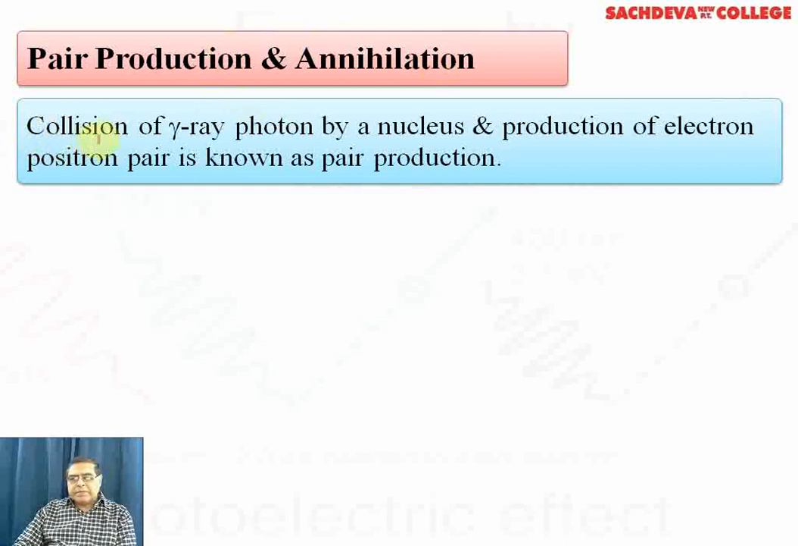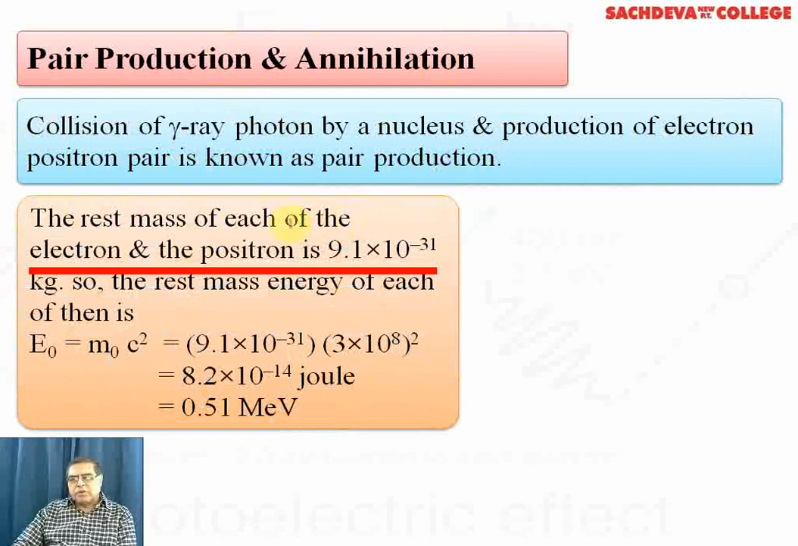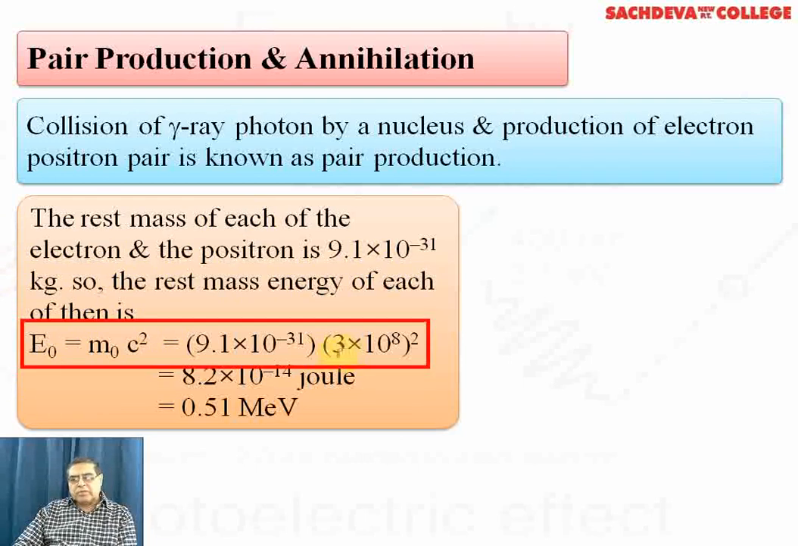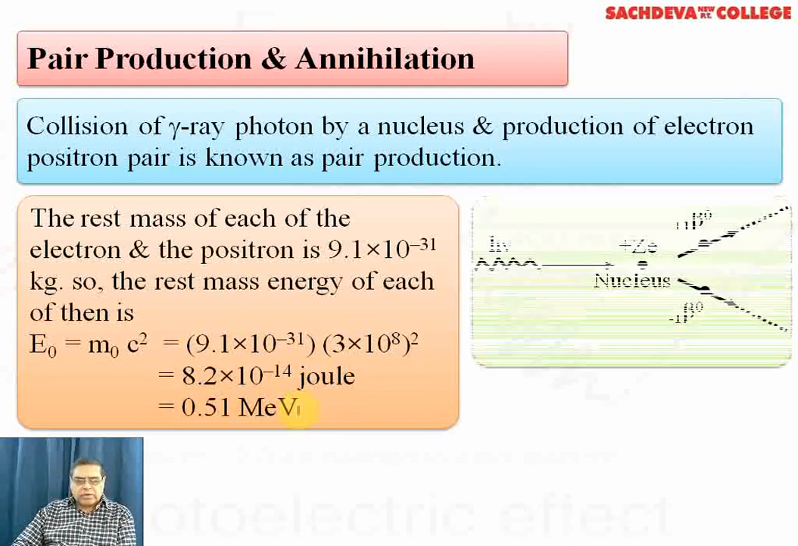Now, the main concept is collision of a gamma ray photon with a nucleus, and the production of an electron-positron pair is known as pair production. The rest mass of each of the electron and positron will remain 9.1 times 10 to the power minus 31 kilogram. So the rest mass energy of each of these will be given by the Einstein equation, E naught is equal to m naught c square. We compute the value and the value comes to 0.51 million electron volt. However, it is calculated in joule, but then joule is converted into million electron volt.